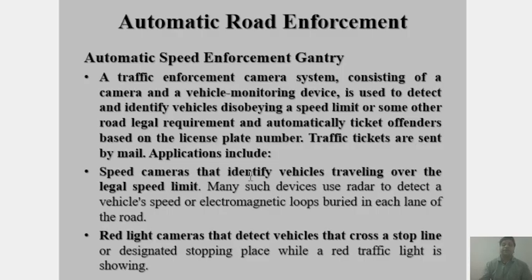For that, speed cameras are required to identify vehicles traveling over that speed. The devices use radar to detect the vehicle speed, or electromagnetic loops buried in the road, which are intrusive, meaning they sit just beneath the surface of the road. Or there are red light cameras that detect a vehicle crossing a stop line at a designated place while the red signal is showing. So sensors automatically detect if the speed limit is exceeded.